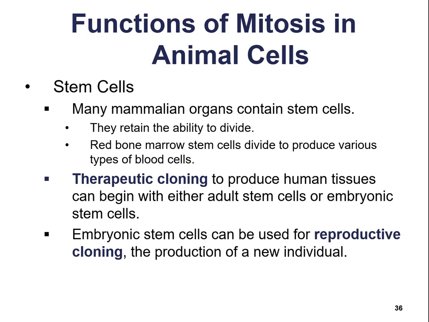And then you can put them in an environment, in a dish, and induce them to become a certain type of tissue, like muscle tissue or nervous tissue. And so that just produces the tissue, or more cells in that differentiated state. If you talk about reproductive cloning, this is actually making a new individual, like the sheep Dolly that was cloned. So we do technically have the ability to clone whole organisms.